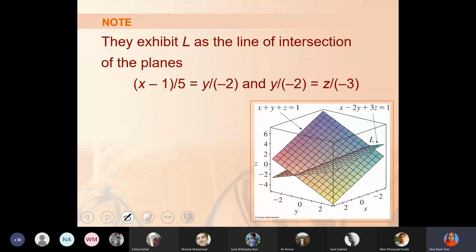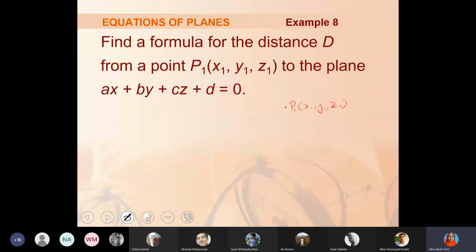Okay, now we have to derive a formula for the distance d from the point p1 (x1, y1, z1) to the plane. Obviously this point is not lying on the plane, because if it were lying on the plane, the distance between the point and the plane would be 0. So what should be the distance between the point p1 and the plane? We draw a perpendicular from the point to the plane, so this is the distance, and you will observe that it lies along the normal vector.